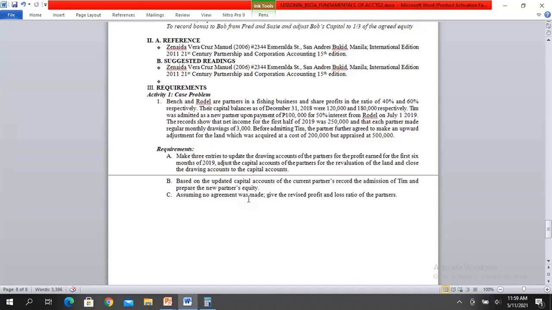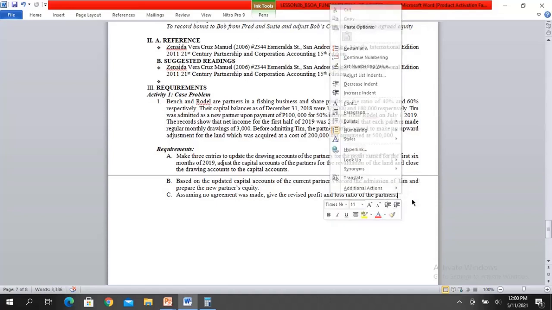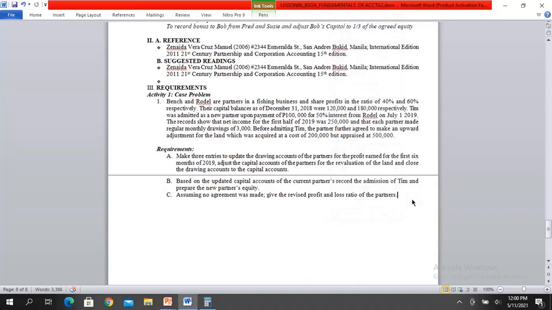Ayan. Assuming, letter C, assuming no agreement was made, give the revised profit and loss ratio of the partners. So, meron si Bench and Rodel ng 40% saka 60%. Assuming no agreement was made, give the revised profit and loss ratio of the partners. Ayan. So, di ba, inadmit nila si Tim. So, ibig sabihin, na-revise yung capital contribution ng mga partners, i-revise nyo din tong profit and loss ratio nila. So, ganun lang guys ang gagawin.